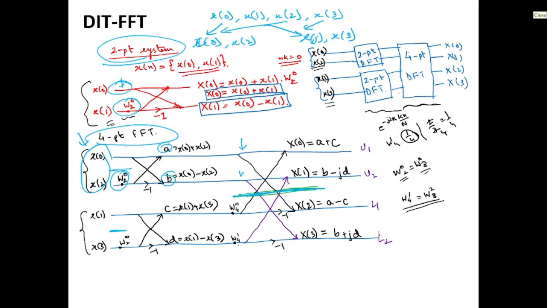Now if you see, we have got here A and B. What is A? A is nothing but x0, directly it is coming from here to here, plus W02, which is 1, times x2, there is no multiplication, so x0 plus x2, A. In the case of B, we are getting x0, and this x2 is multiplied with -1, so we get x0 minus x2. Okay, similarly over here we get C and D.